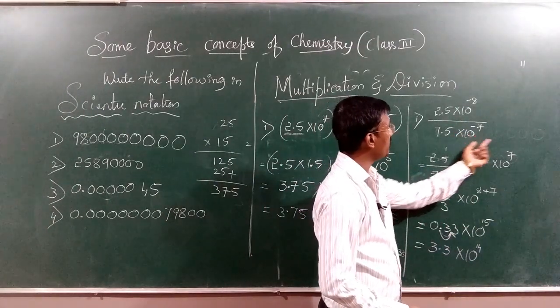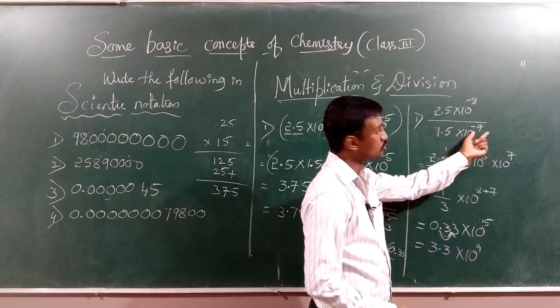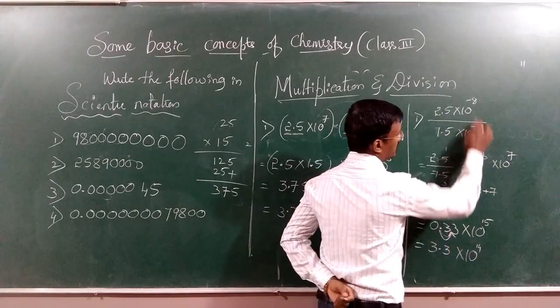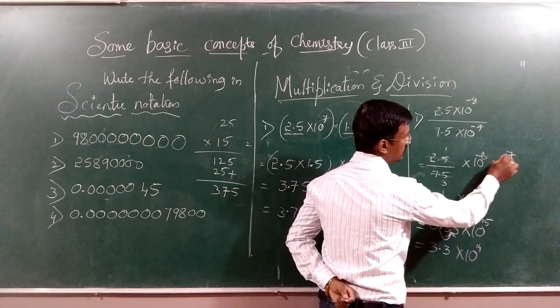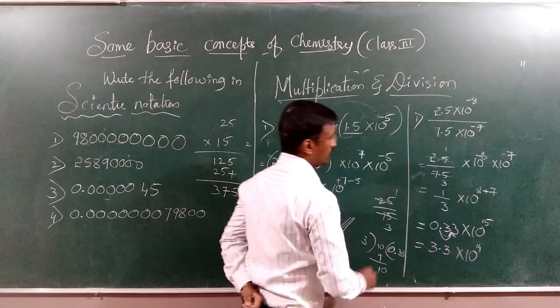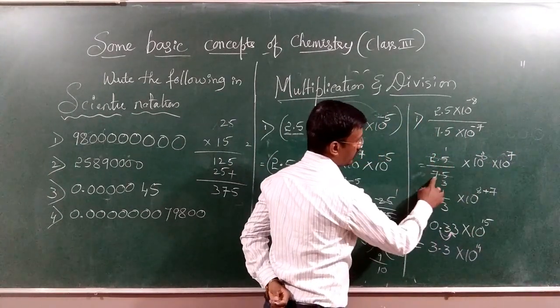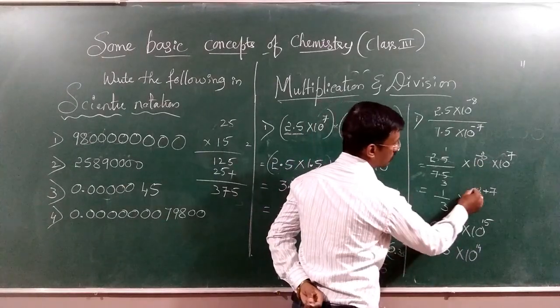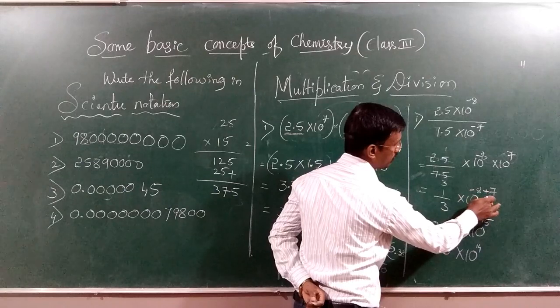In the denominator, if we move it to the numerator, 10 raised to minus 7 becomes plus 7. So here I have written 10 raised to minus 8 as it is. Minus 7 becomes plus 7. If nothing is there, it's understood it is positive. So 2.5 divided by 7.5 is nothing but 1 by 3 into 10 raised to minus 8 and it is plus 7.